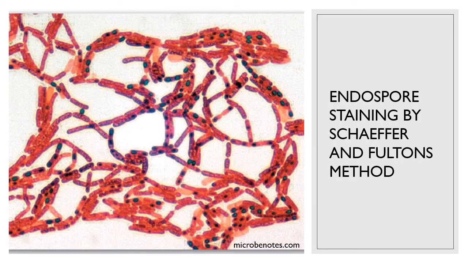Mostly if you are working with Bacillus, you may get something like this. This is an image of a sporulated Bacillus culture. You will find rod-shaped vegetative cells stained pink, and malachite green stains your endospores green. This is by the Schaeffer-Fulton method.